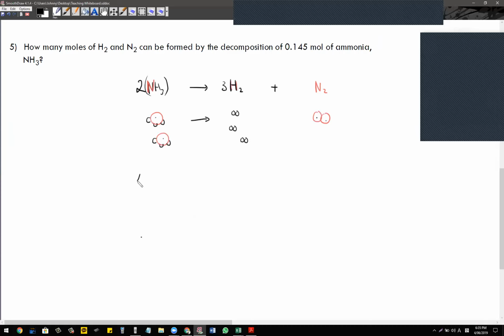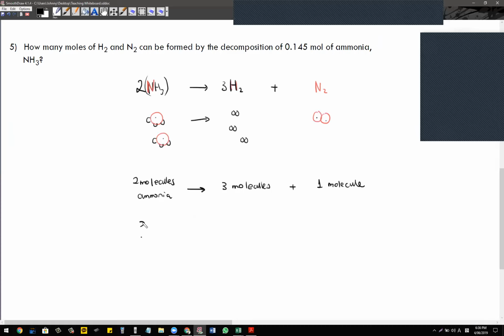So if 2 mole of ammonia is decomposed, that means it's breaking into these 2, you're going to get 3 mole. If I have 2 molecules, let's say 2 molecules, so that's literally 2 molecules there. This gives you 3 molecules of H2 and 1 molecule of N2.